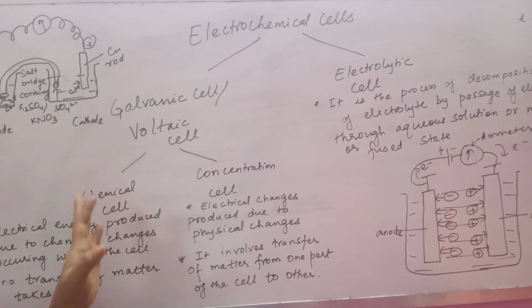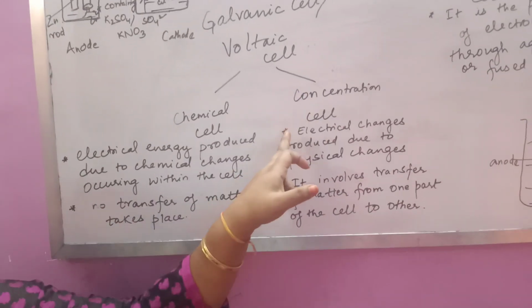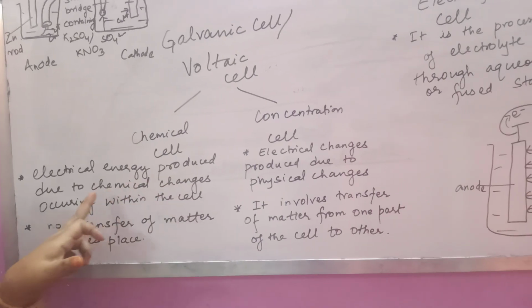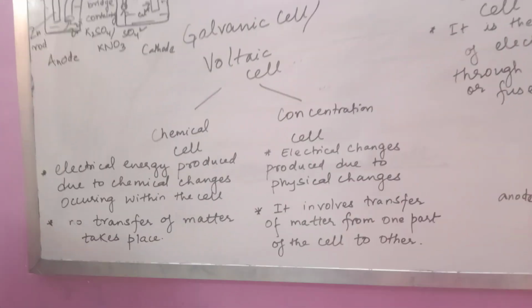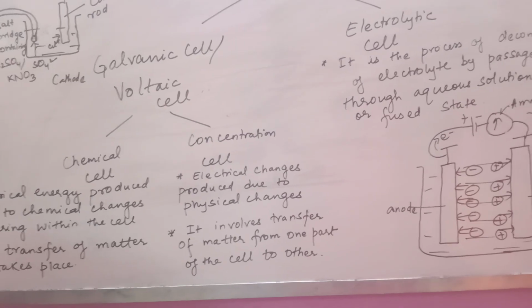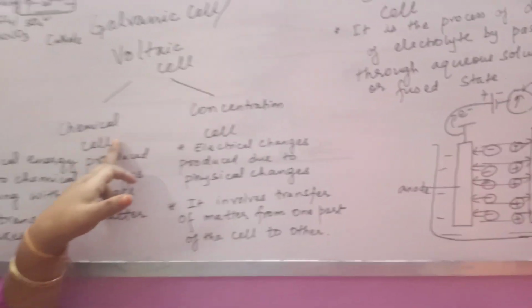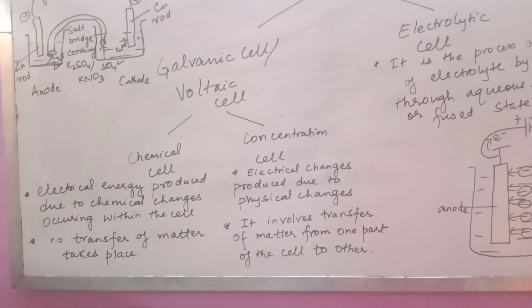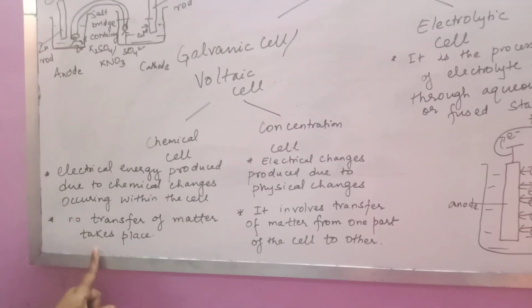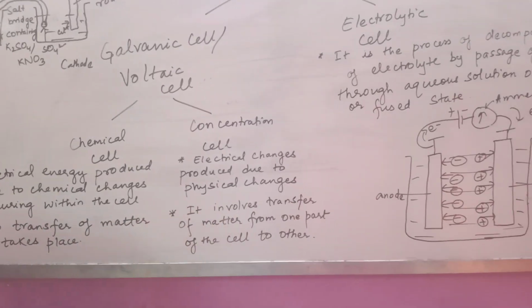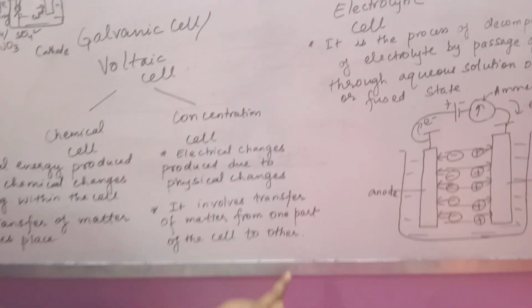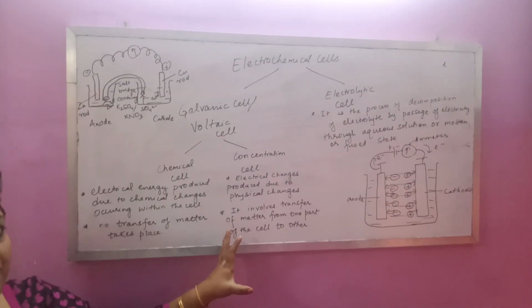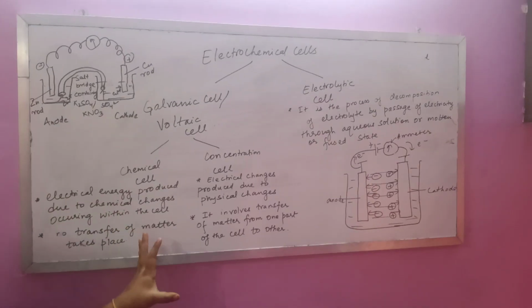Galvanic cell is further classified into chemical cell and concentration cell. See here, in a chemical cell, electrical energy is produced due to chemical change occurring in the cell, but here the electrical energy is produced due to physical changes. This is the difference between the two. This is due to chemical changes and this is due to physical changes. The next difference is that there is no transfer of matter in one, but the other involves transfer of matter from one part of the cell to the other. We will discuss it again in detail afterwards in the form of equations. This is just the introductory part.